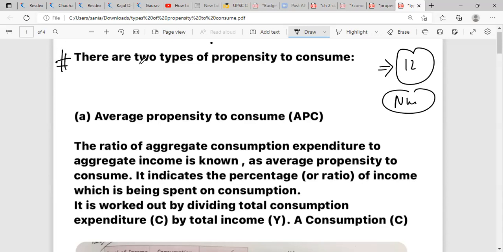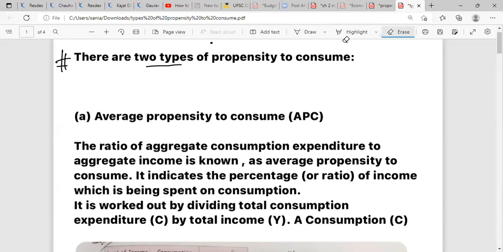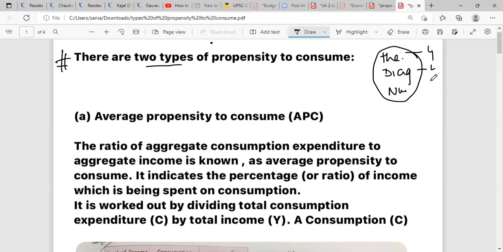Now, ma'am, would there be any theory questions from this one? Yes. They can ask you what is the difference between APC and MPC. They can ask you the components of aggregate demand, anything. So why is this chapter for 12 marks? Because you can get three things: the theory, the diagrammatic representation, or the numerical. Maybe 4 marks for the diagram, like the graph, 4 marks for theory, and 4 for numerical. So it's their choice, and you should be very good at everything in this chapter.